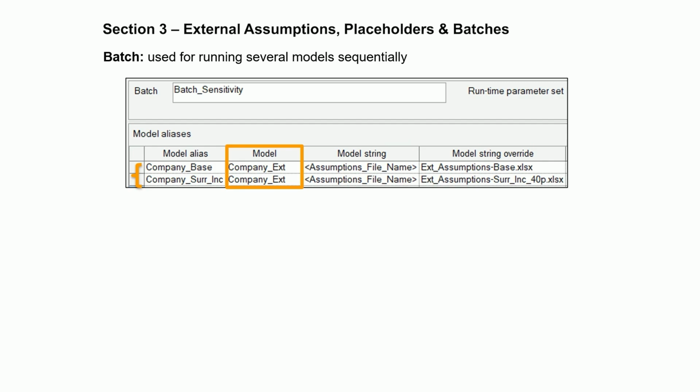You can have different models within the batch, and it is also possible to set priorities for running the different model aliases, which are most used when a model needs to access the results of another model.